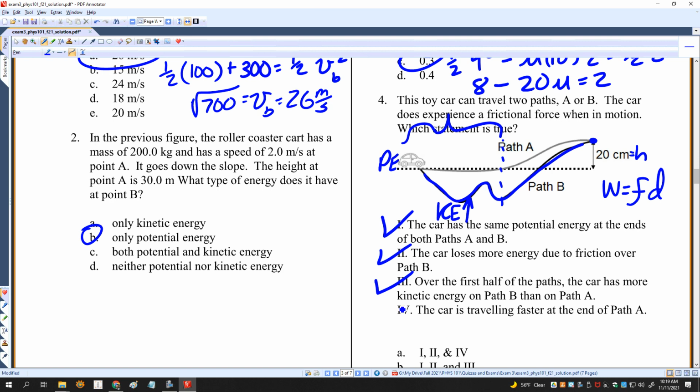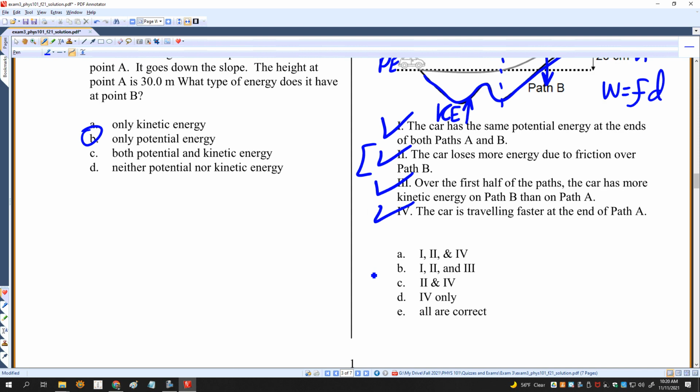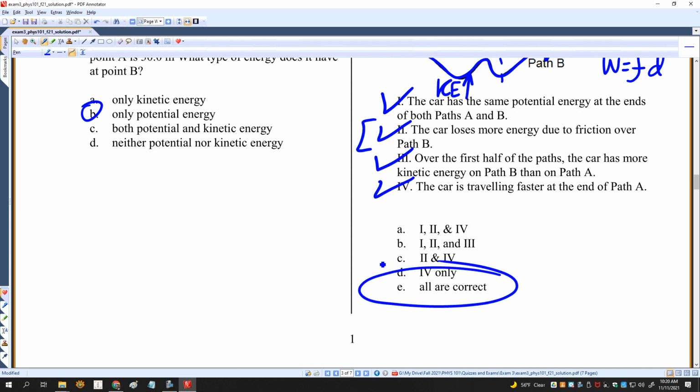That's true too, because path A is longer than path B, so it's going to lose less energy due to friction, so it'll have more kinetic energy when it gets to the next part. So the kinetic energy here for car A is bigger than the kinetic energy for car B, because it lost less energy due to friction for car A. That was statement number 2. So it looks like this is the right answer.